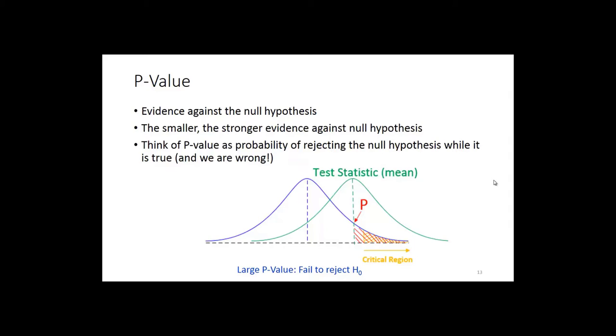In this case, when the p-value is larger than that 5% or 1%, depending on the significance level you selected, we fail to reject the null hypothesis. The means of the two groups are too close to call it a significant difference. So think of p-values as the probability of rejecting the null hypothesis while it is true. The null hypothesis says no difference, and we would reject it and be wrong. So the smaller that probability, the better.